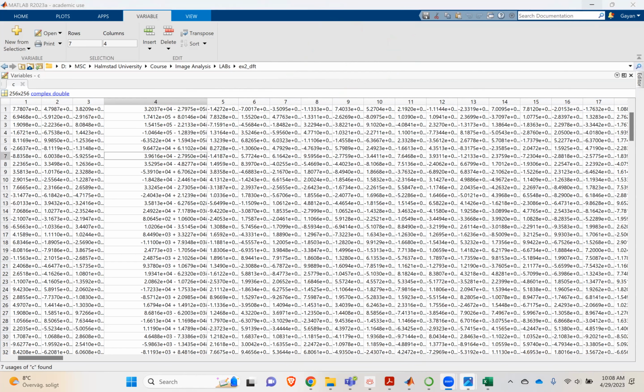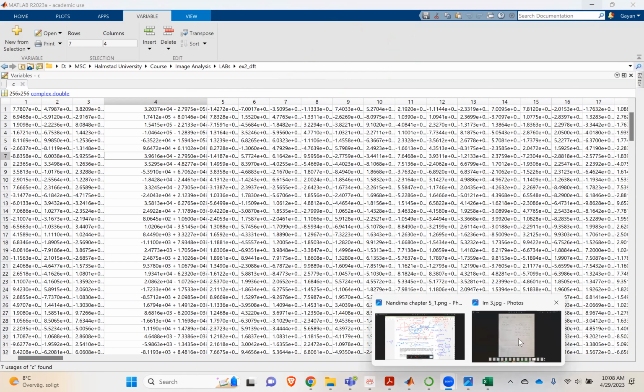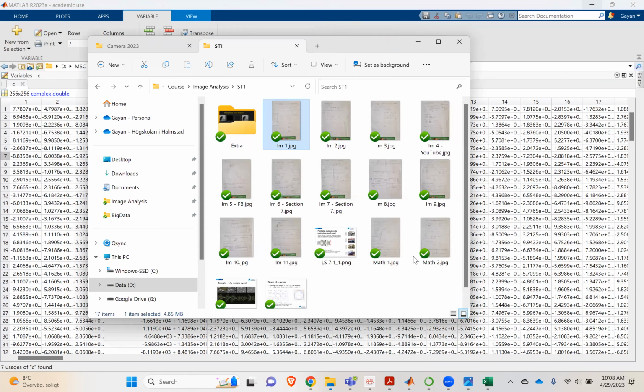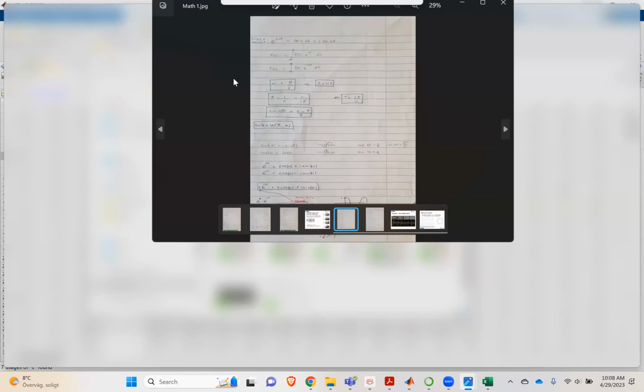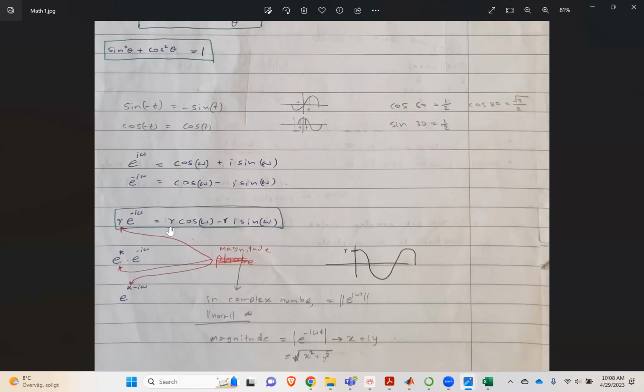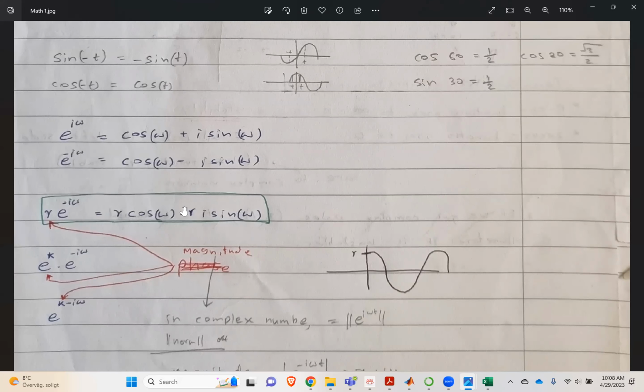I'll just show you my small note also. You can represent it like this. This R is nothing but the magnitude. I will come back to that later. It's the same thing.